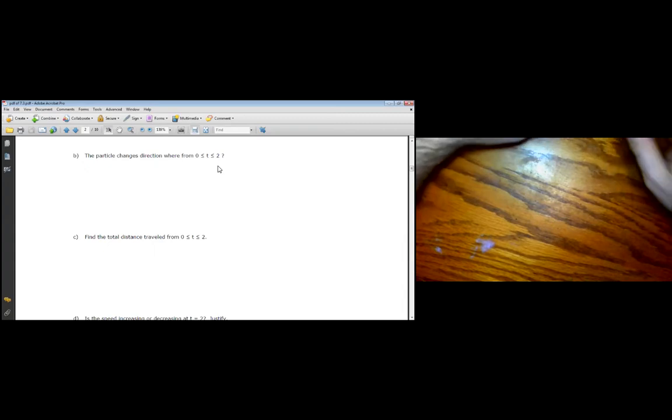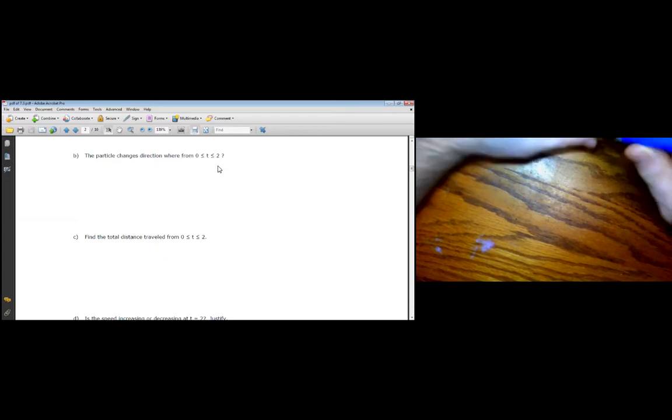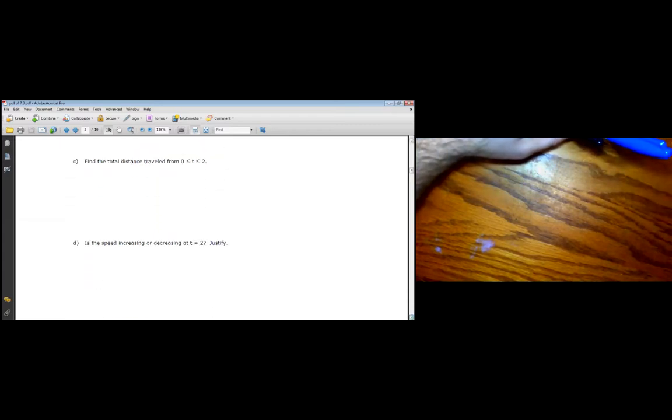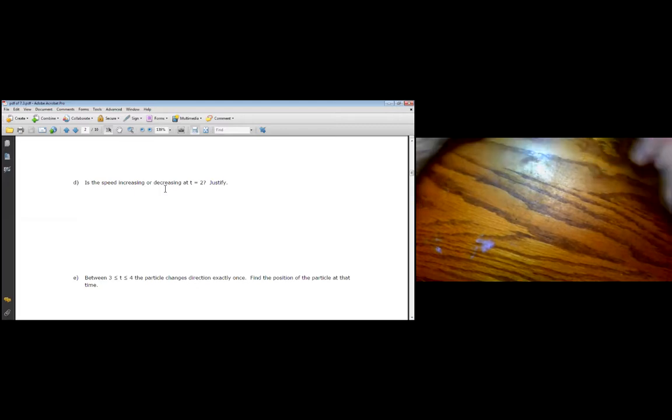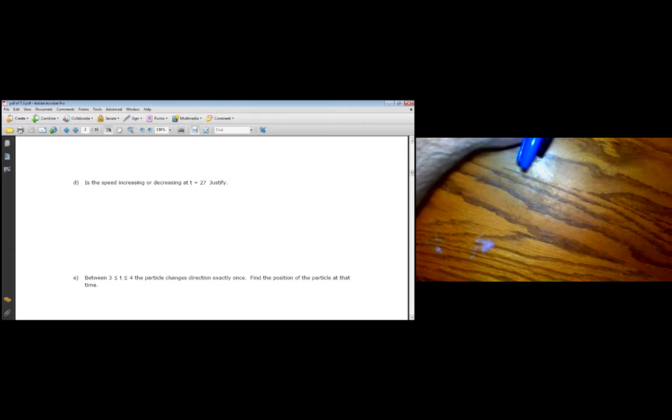C, total distance traveled. Integrate the absolute value of v of t dt in this problem from 0 to 2. D, is the speed increasing or decreasing at t equals 2? You should find v of 2, a of 2, and compare the signs. If they're the same, speeding up. If they're different, it's slowing down. Sorry, back to C for a second.